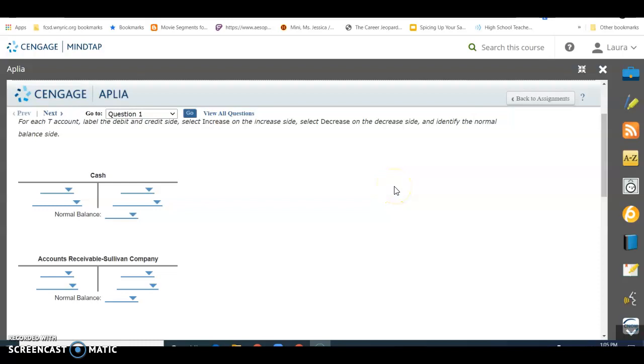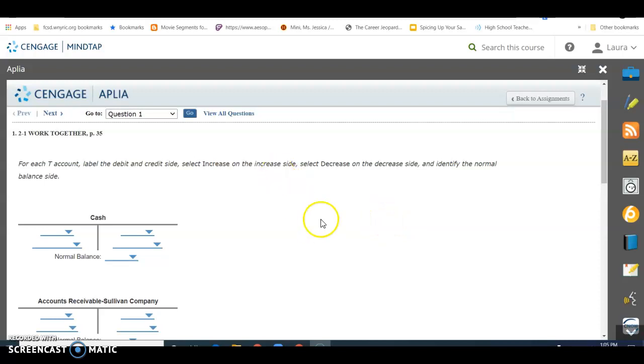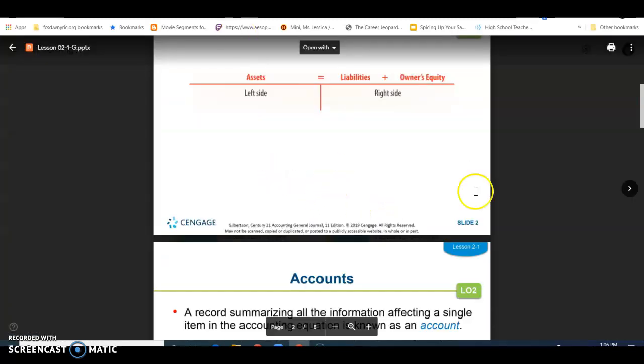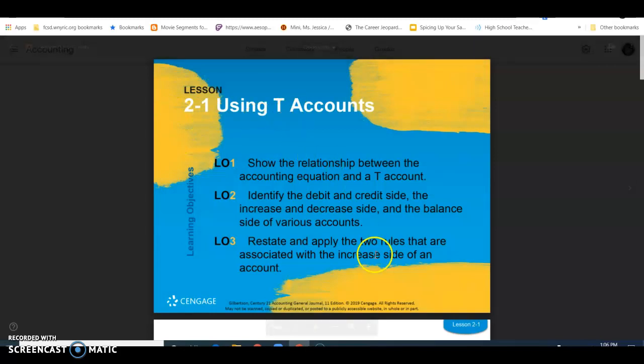This video is going to take us through the steps in APLIA, problem 2-1, the work together problem. We are going to be determining for each T account the debit and credit side, the increase side, the decrease side, and the normal balance side for each account. So I'm going to take us back into the chapter 2-1 PowerPoint.